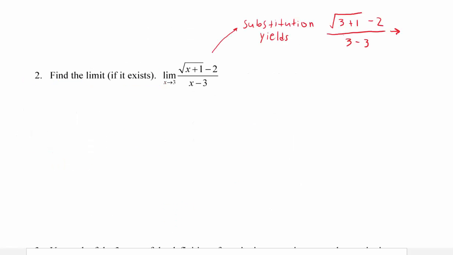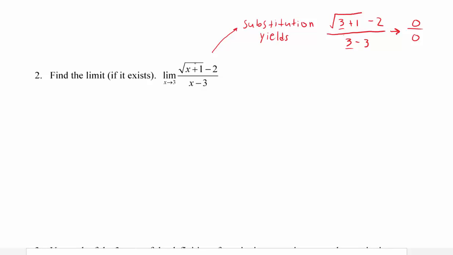Number 2, find the limit if it exists as x approaches 3 of square root of x plus 1 minus 2, all over x minus 3. What we tend to do with these is apply direct substitution and see if that helps at all. If we plug 3 in for the x's, we get square root of 4 is 2, minus 2 is 0, over 3 minus 3 is 0. This is indeterminate form. What that means is our limit may exist or may not. We need to do some algebra to see if we can simplify this so we get a definite answer.